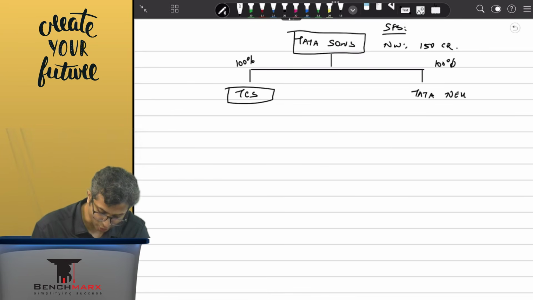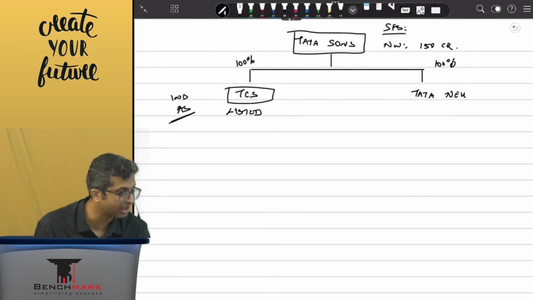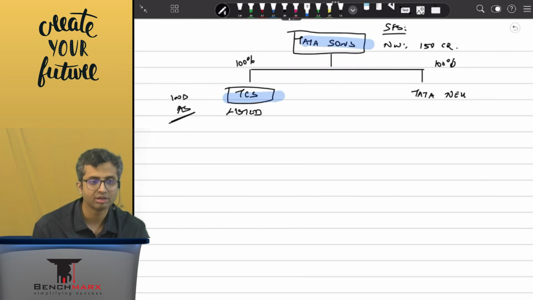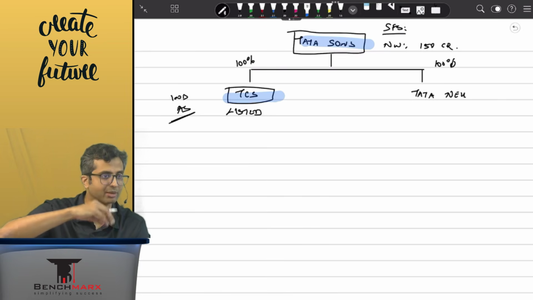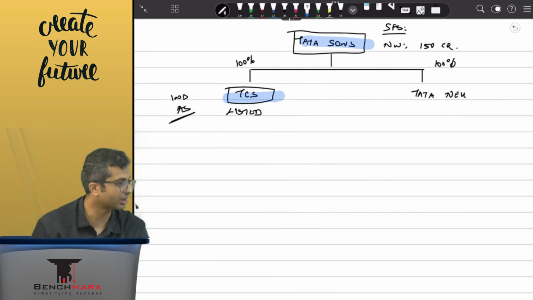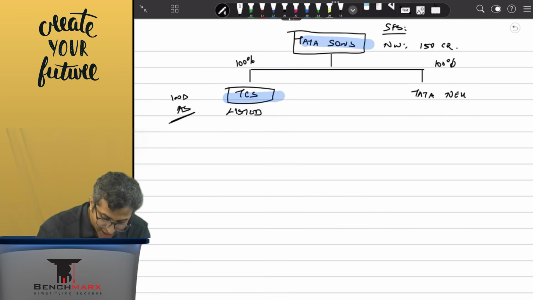TCS, I don't know the net worth, but let's say it is listed. Will Ind AS be applicable? Yes, there is an Ind AS application. Now, if TCS is covered under Ind AS, will Tata Sons get covered under Ind AS? Yes. Why? Group application. If one of my companies in my group is covered, all other companies will be covered. So that way Ind AS is applicable.